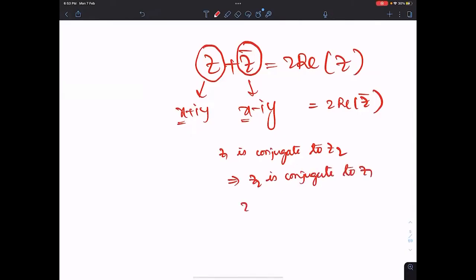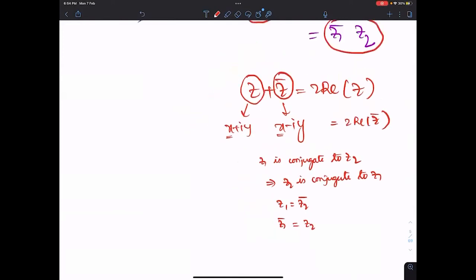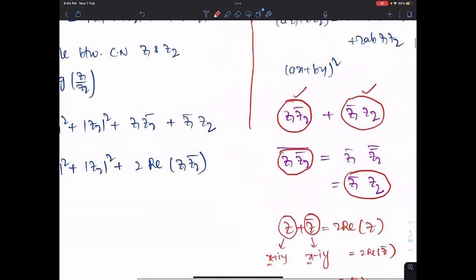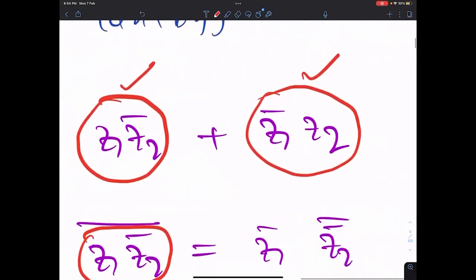Okay, that means if Z1 is conjugate to Z2, apply bar on both sides: Z1 bar will be equal to Z2 bar bar, which is Z2. So if Z1 is conjugate to Z2, remember this one. Why? Because if I am saying that Z1 bar Z2 is conjugate to this, it means this is also conjugate to the second one.